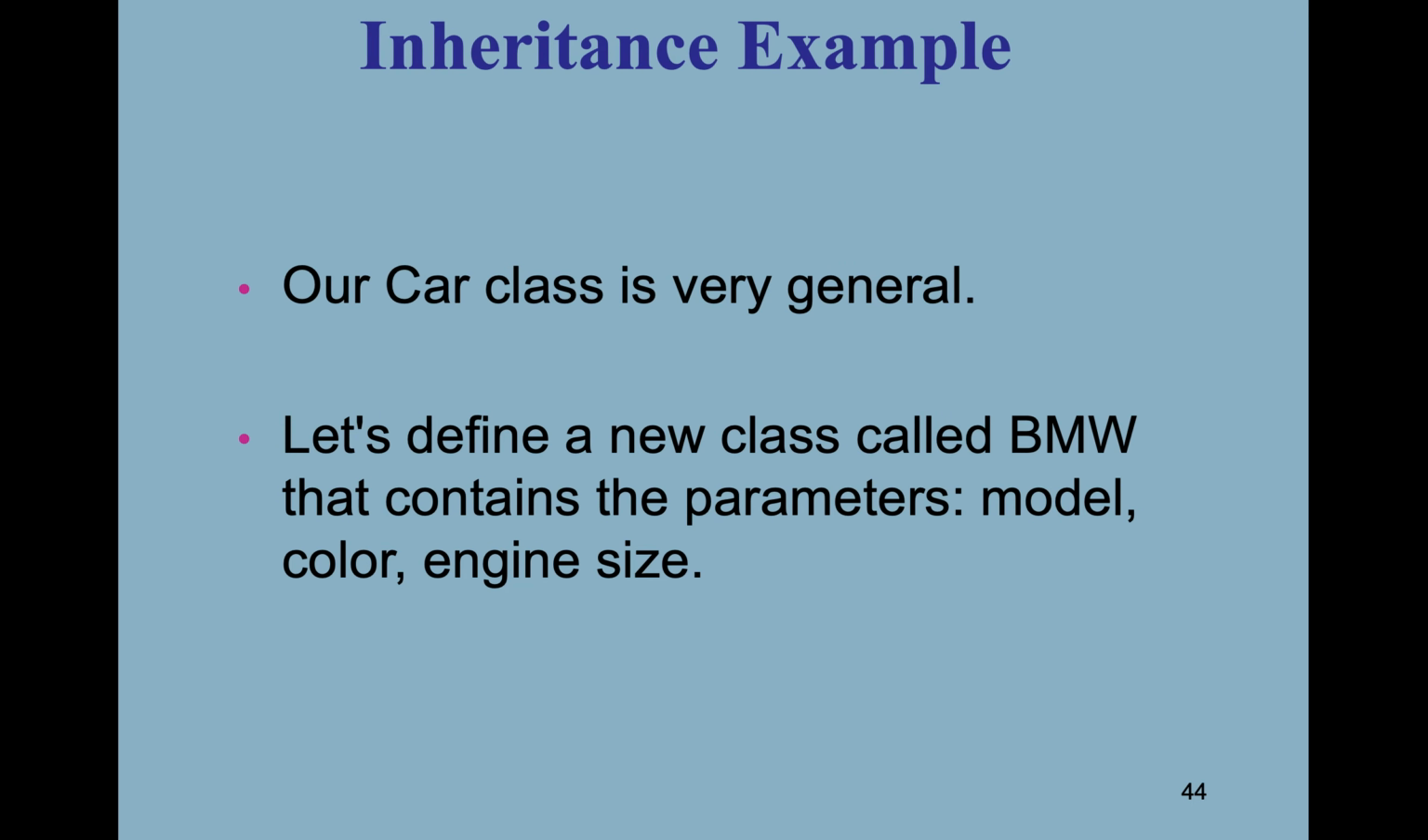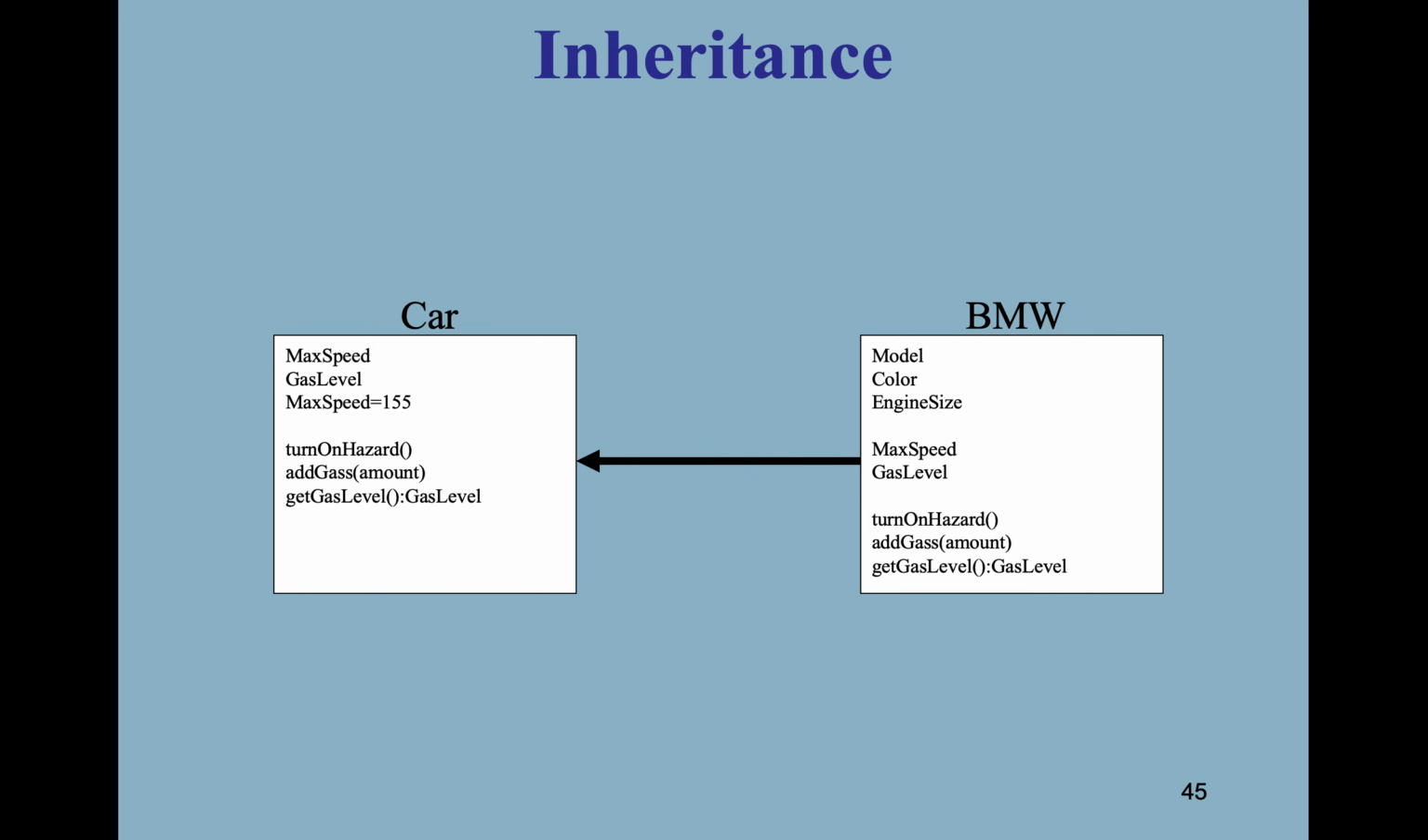So a car is a car. If we define a new class called BMW that contains the car parameters model, color, engine size, then we created a subclass of that. And this is what the inheritance diagram looks like.